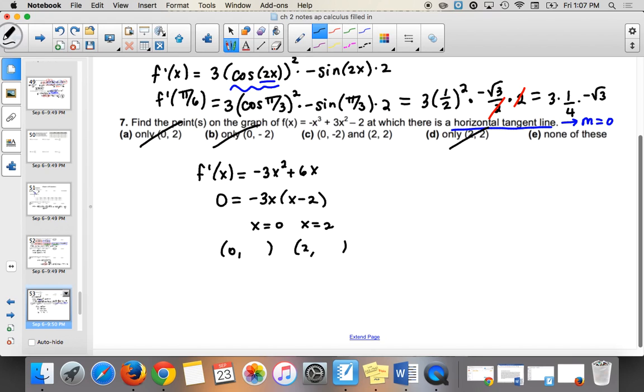If you plug in 0, you can easily see that's negative 2. If you plug in 2, you get negative 8 plus 12 minus 2, which is 2. So it also gives you that. So it is C.